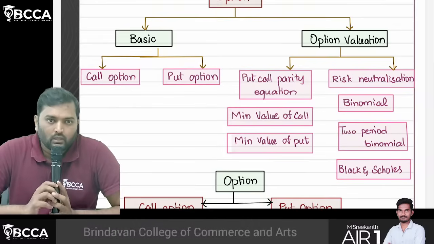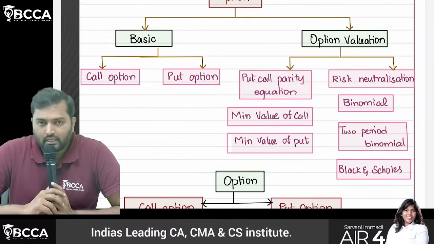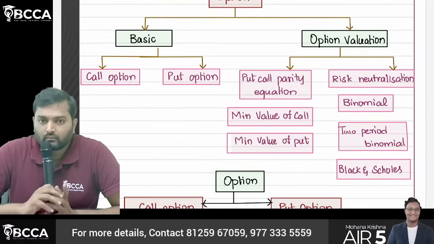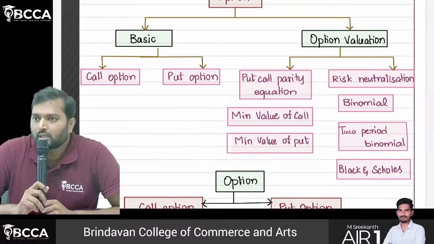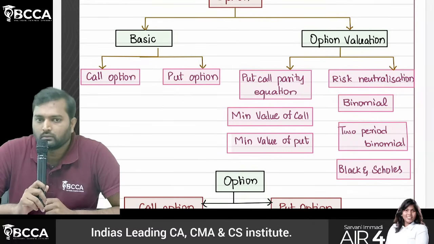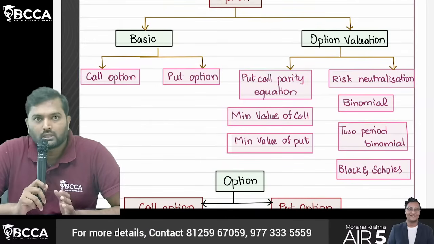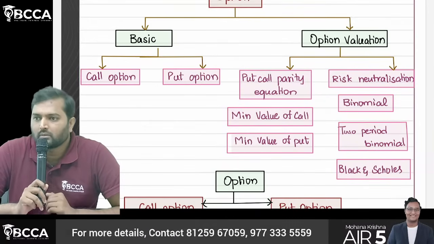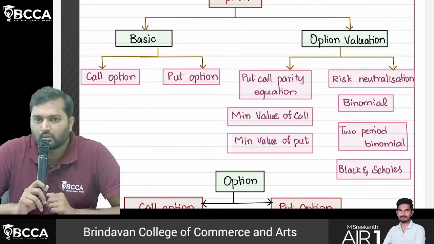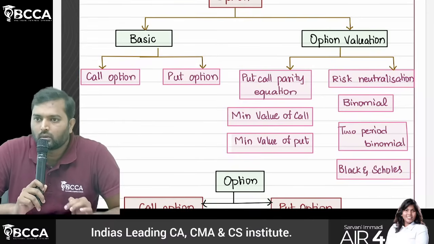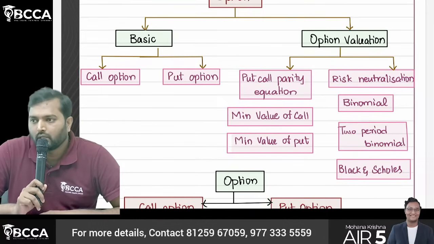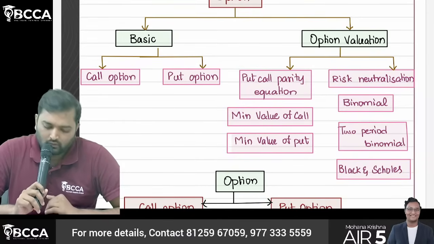Okay. So what is an option? Option is a right. Futures is an obligation. So options can be of two types: call option and put option. In futures we have two positions, long position and short position. Long position means buy position, short position means sell position. Likewise in options we have call option and put option. Call option means right to buy, put option means right to sell.